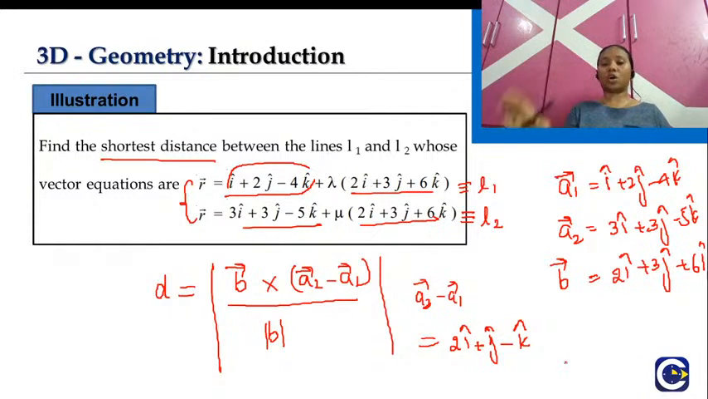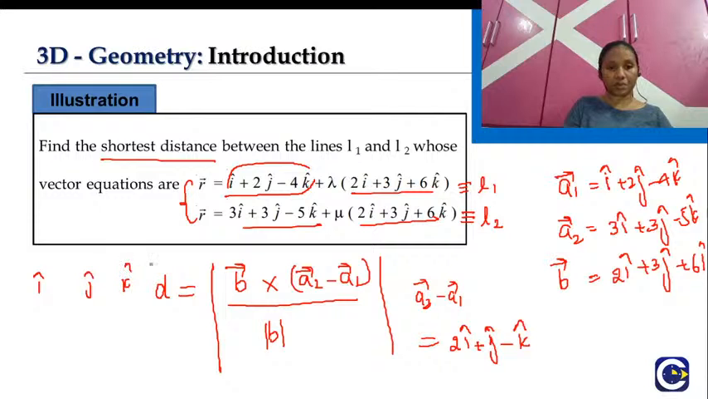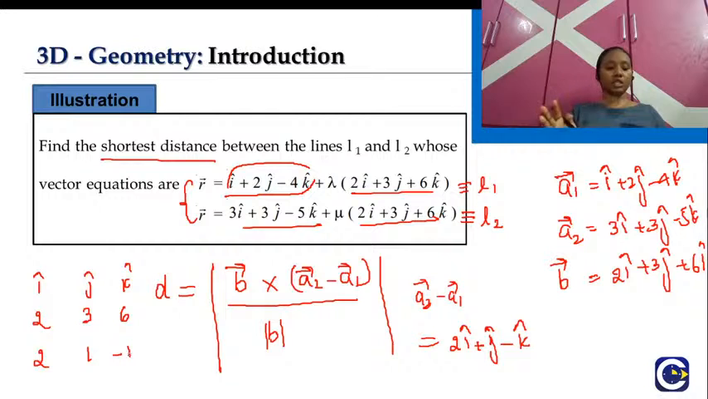So now I've got all the required information. Now let's substitute and find the answer. I have to find the cross product of B bar and A2 bar minus A1 bar. So let me take i cap, j cap and k cap here. The coefficients of B bar are 2, 3 and 6, and the coefficients of A2 bar minus A1 bar are 2, 1 and minus 1. You know how to find this typical cross product. Even in our previous class we have done how to do the cross product, and in your physics class you might have learned that. So let's just do that.